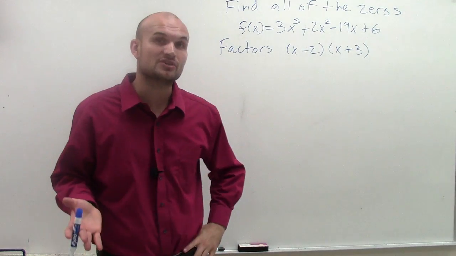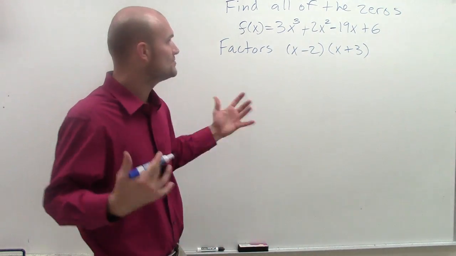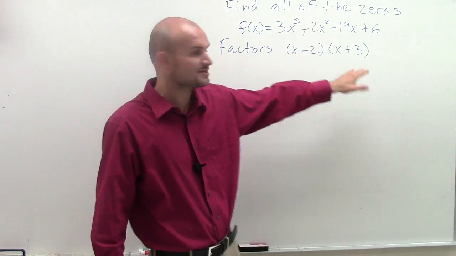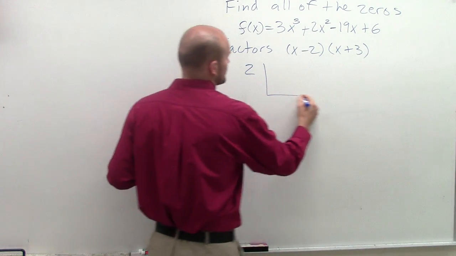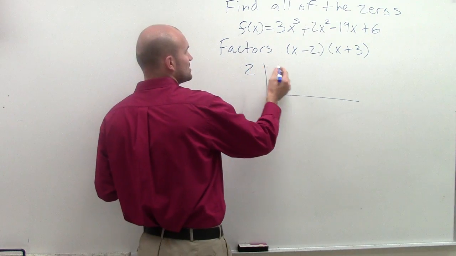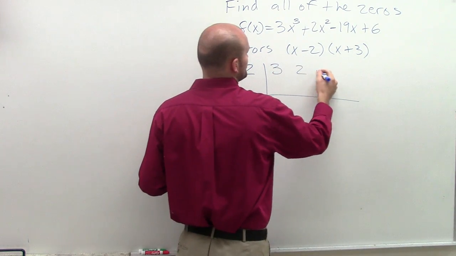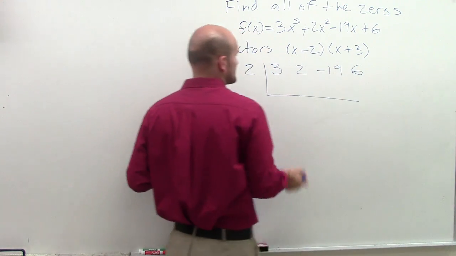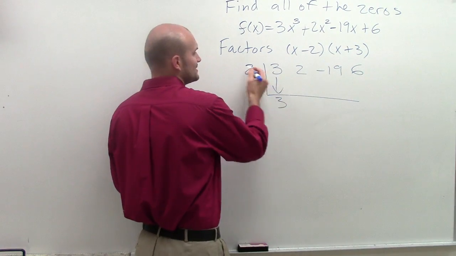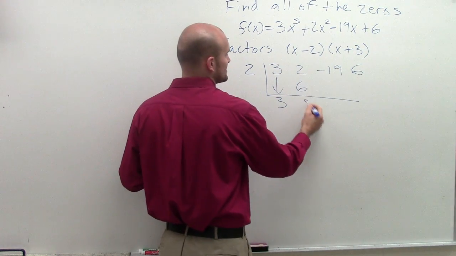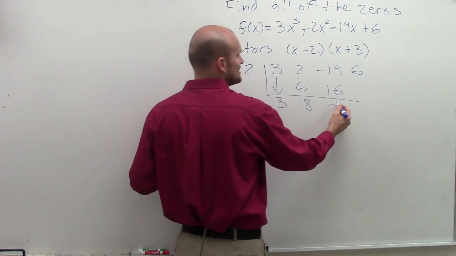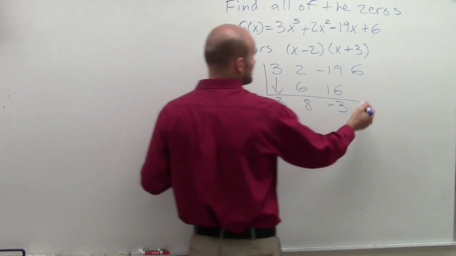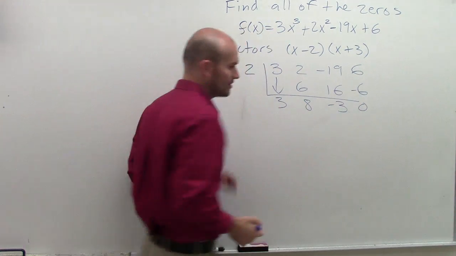Now you could use long division, but to be quick, let's use synthetic division. They're both binomials, so I'll do the first one, which will be 2. So 2 is going to be my k, and then I have 3, 2, negative 19, and 6. Drop down the first one, 3 times 2 is 6. 2 plus 6 is 8. 2 times 8 is 16. Negative 19 plus 16 is negative 3. 2 times negative 3 is negative 6. Add it, it's 0, right?